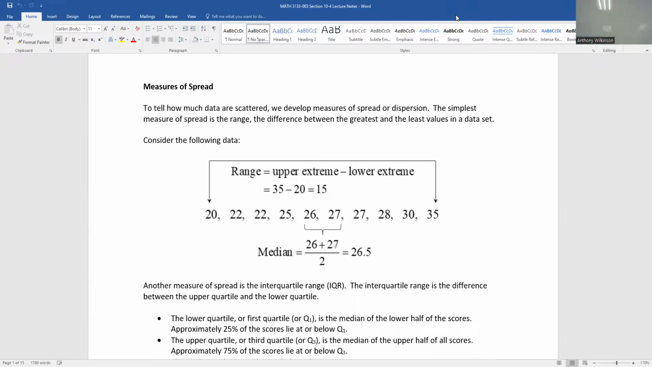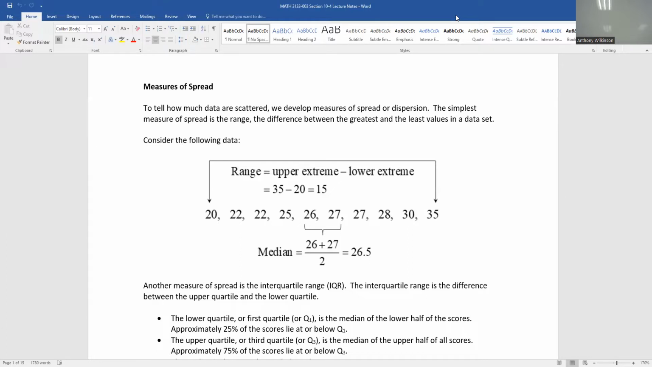All right, let's look at measures of spread. Now, to tell how much data is scattered, we develop measures of spread or dispersion. And the simplest measure of spread would be the range, okay? And that is the difference between the greatest and the least values in the data set.